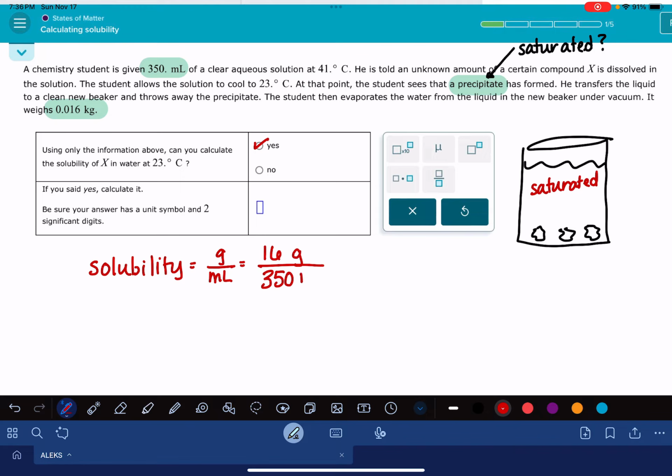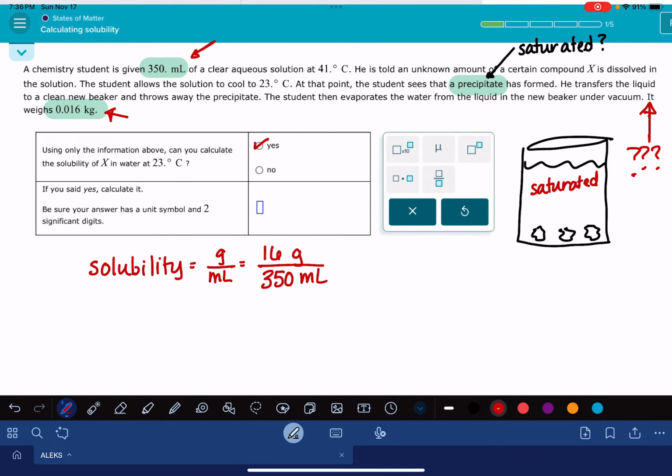So I'm hesitating because the wording is just so funky. It weighs 0.016 kilograms. It what, Alex? It what? The beaker? The water? What? All I know is that yes, we can calculate the solubility in this situation, and since there's only one mass and only one volume, my assumption is that this is how we're going to solve the problem. But man, I really don't like that last sentence. This is really stressing me out.